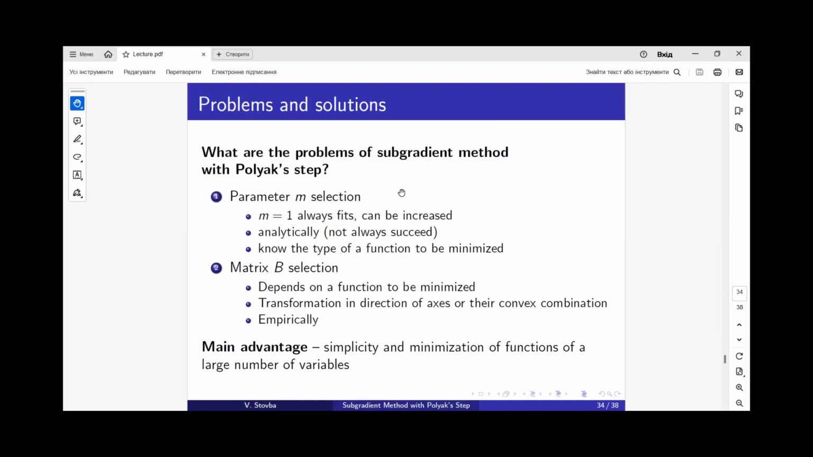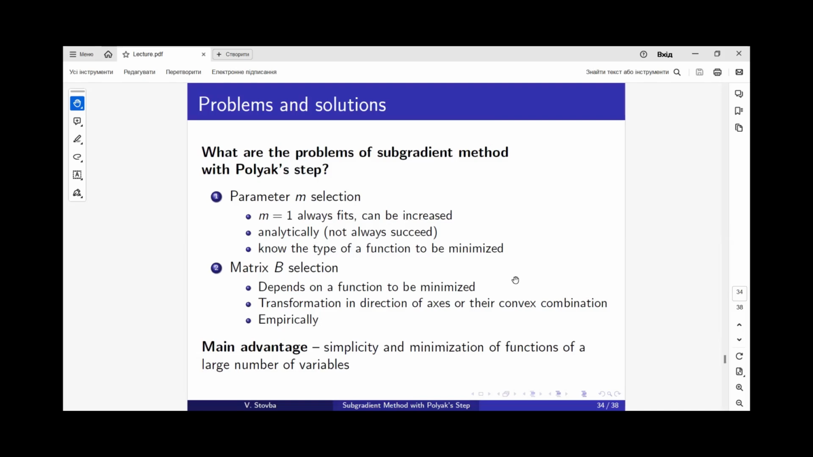Moreover, we can do this analytically and just check whether inequality 5 holds, but sometimes it's not easy to do. Also, we could have some information about the type of function to be minimized, and then we could say which parameter m we could use for it. The second problem is matrix B selection, and it depends strongly on the function to be minimized. For every other function, there could be another matrix B selection.